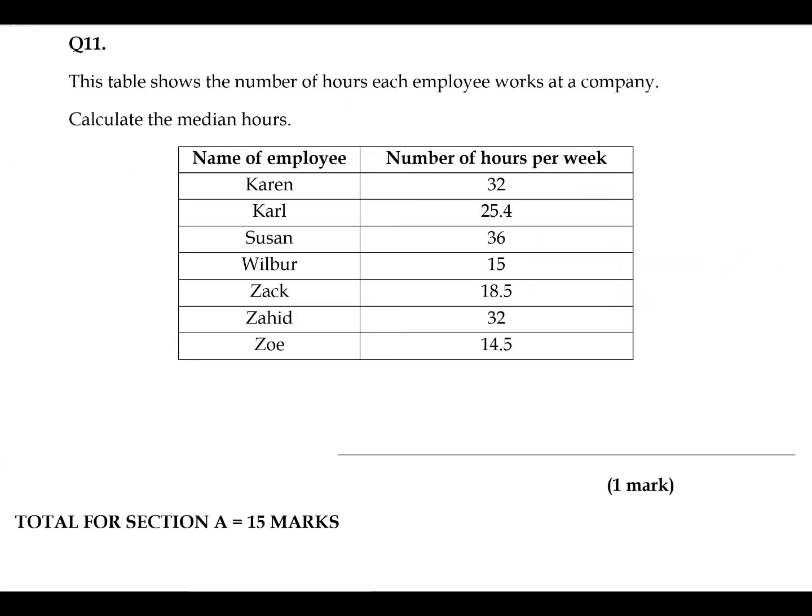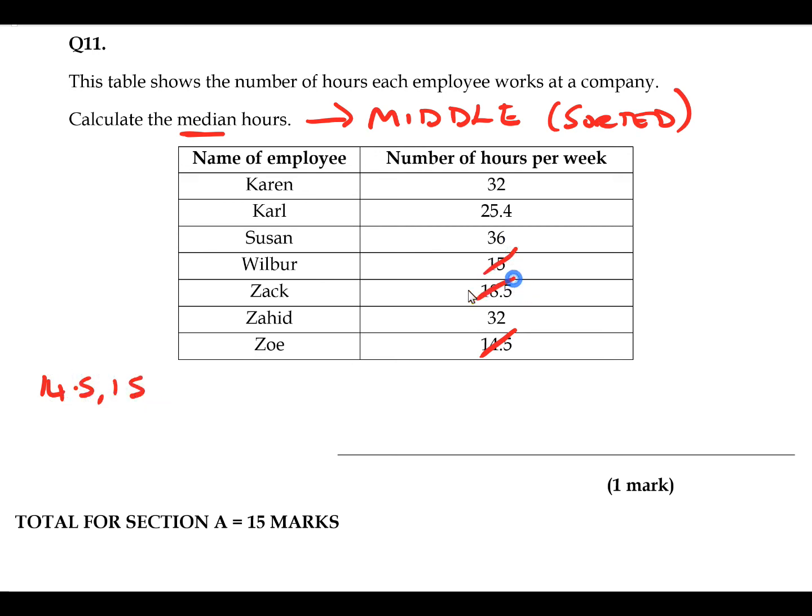Question 11. Here's a table that shows the number of hours each employee works at a company. Calculate the median hours. So you need to remember the median is the middle after we've sorted it. So we're going to take this data and put it in order. Our lowest number is 14.5. Our next lowest number is 15 and then 18.5.